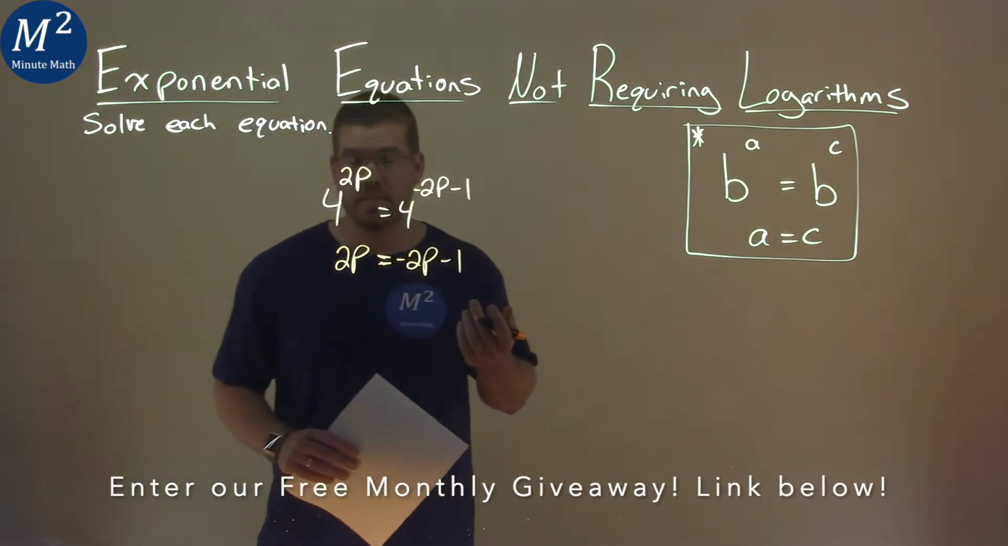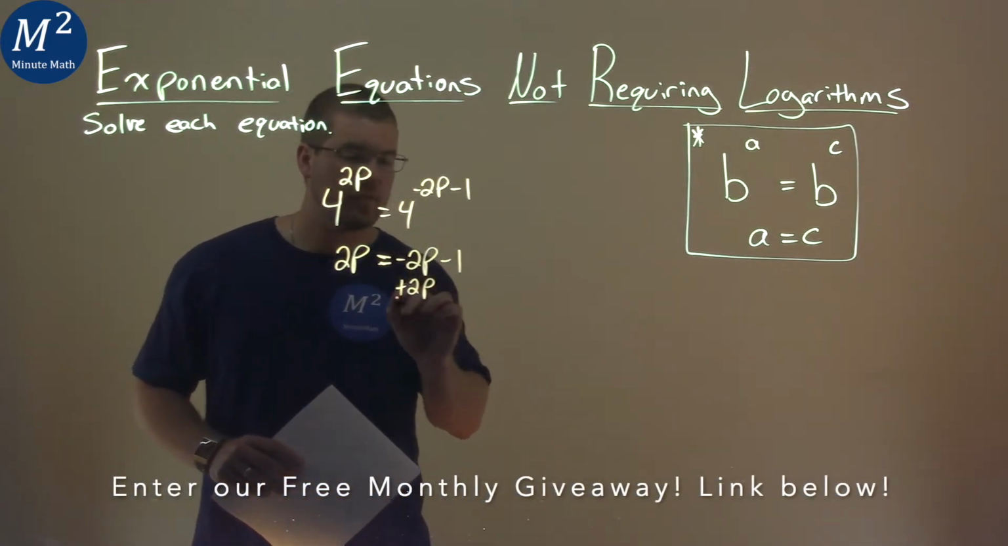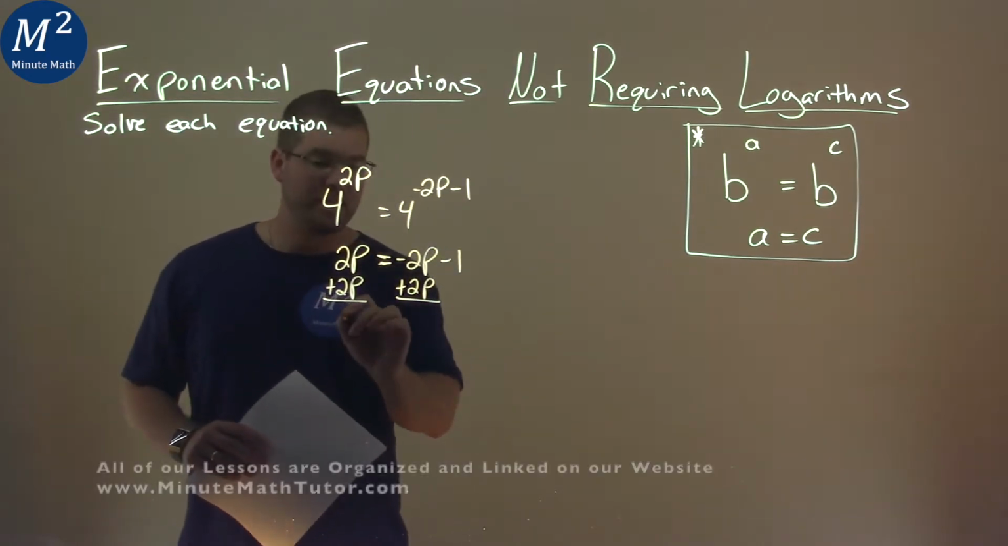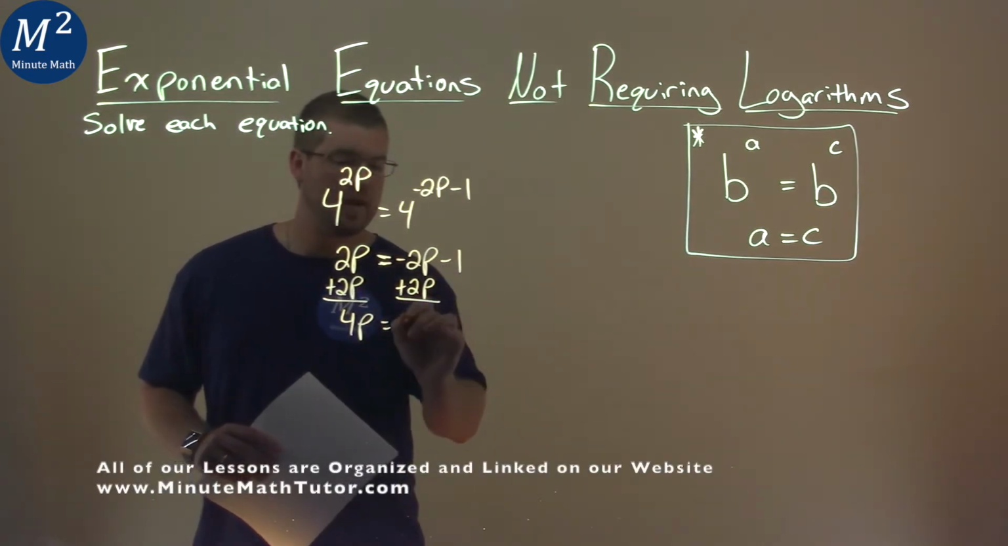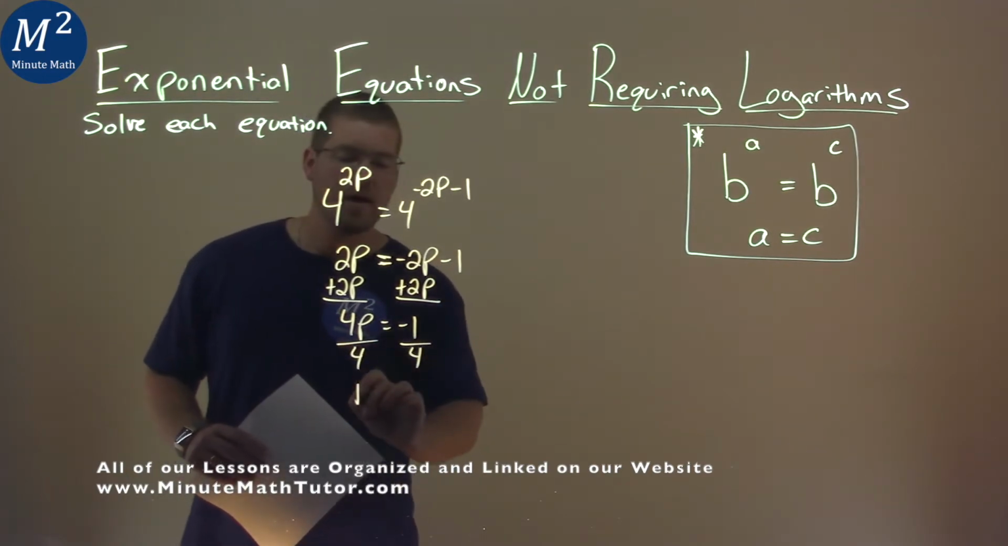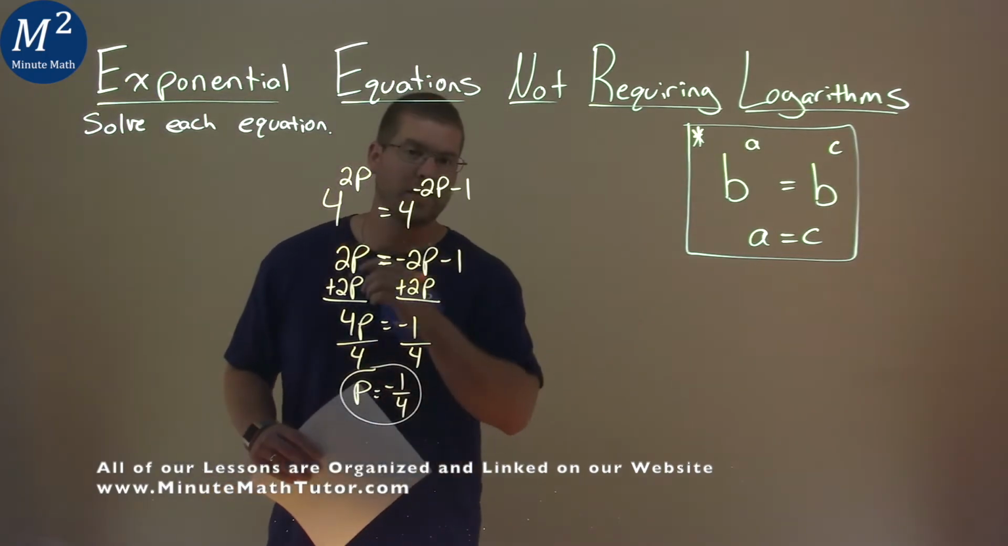solve for p. I add a 2p to both sides and combine our like terms. 2p plus 2p is a 4p, and that's equal to that negative 1 left over. Divide both sides by 4, and p equals a negative 1/4, and that is our final answer.